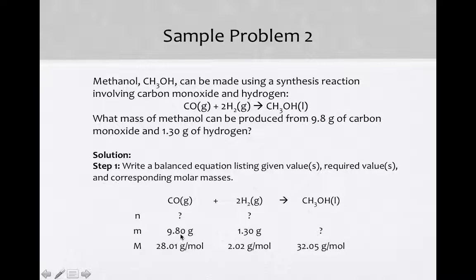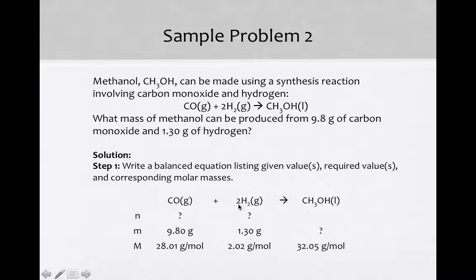In this question, we're told we have 9.8 grams of carbon monoxide. And we're told that we have 1.30 grams of hydrogen. Now, I took the liberty of filling in the molar masses. So the molar mass for carbon monoxide is 28.01. And to do that, I just added up the molar mass of carbon and oxygen. So 12.01 plus 16. Here for hydrogen, I filled in its molar mass. So it's 1.01 times 2, which gives you 2.02.